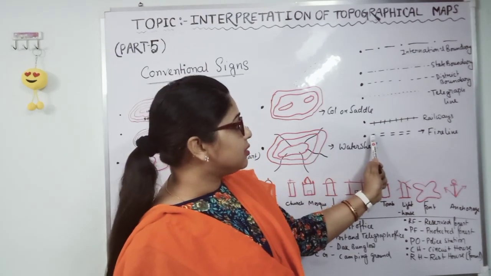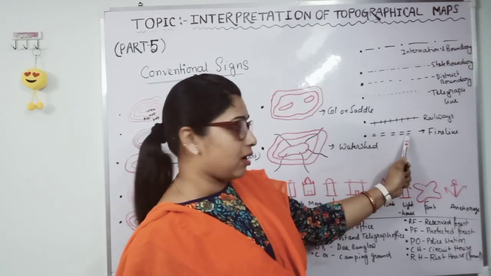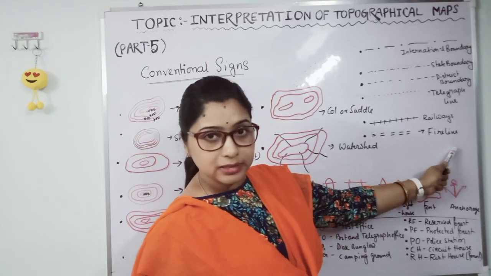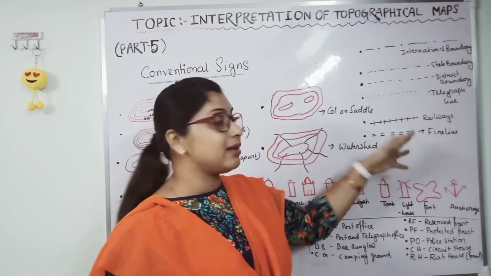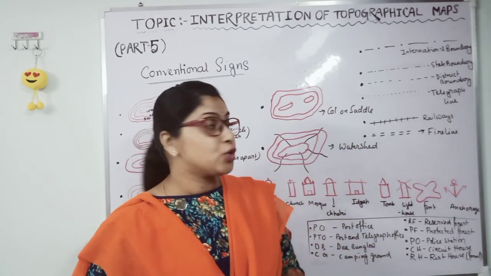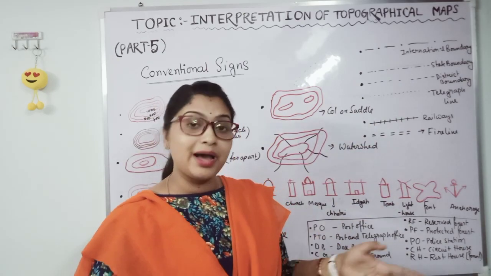Then here the double black dash you are seeing is the fire line. Mostly you will see fire lines in forest areas, because the fire line is set up to prevent fire in that forest area.